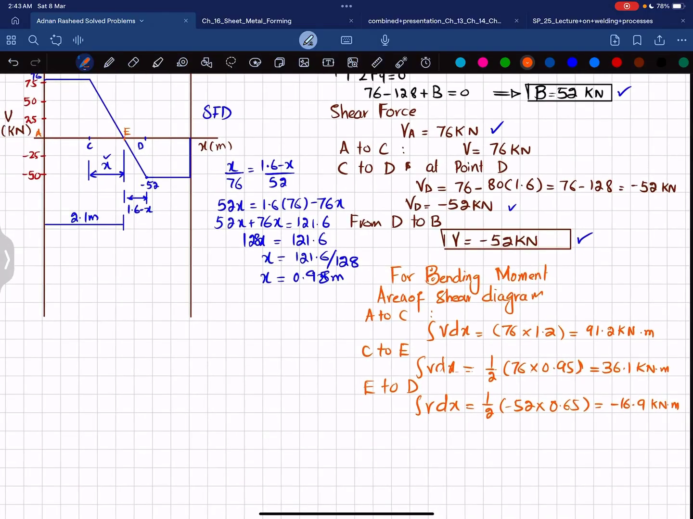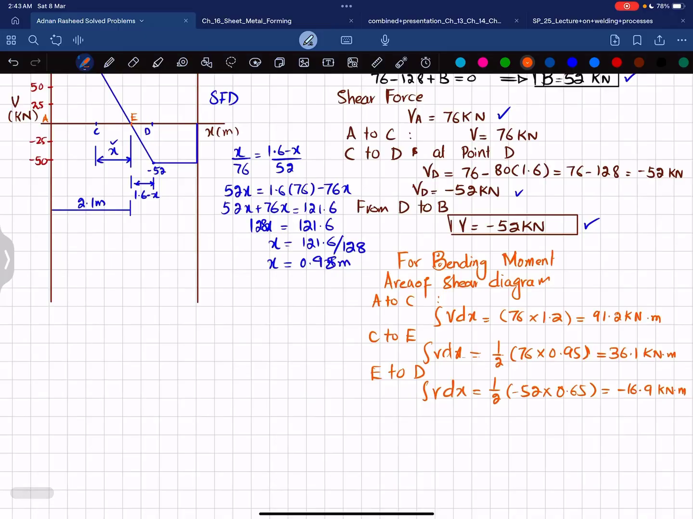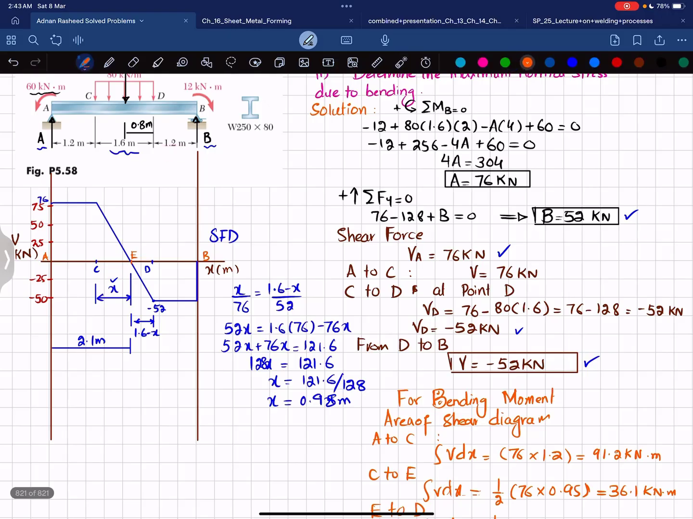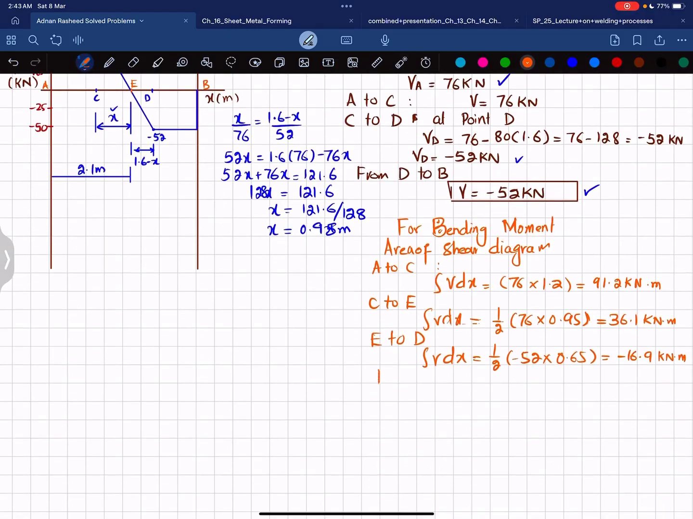And the last area is from D to B. At the end we have point B. So D to B is this portion, and the area under the shear force diagram is a rectangle. So you can see this will be minus 52 multiplied by its length, 1.2. So from D to B, the area under the shear force diagram is minus 52 multiplied by 1.2, and that is equal to minus 62.4 kilonewton meter.